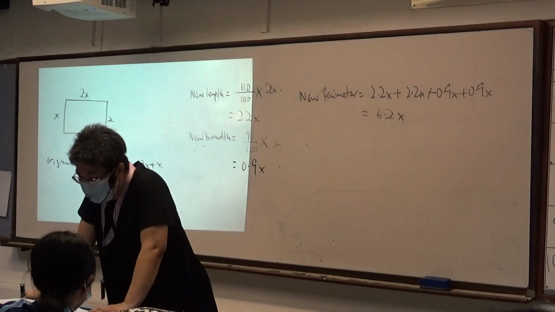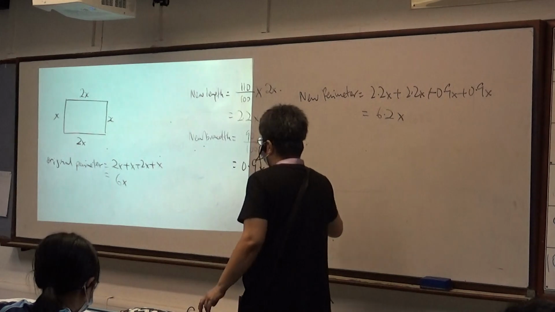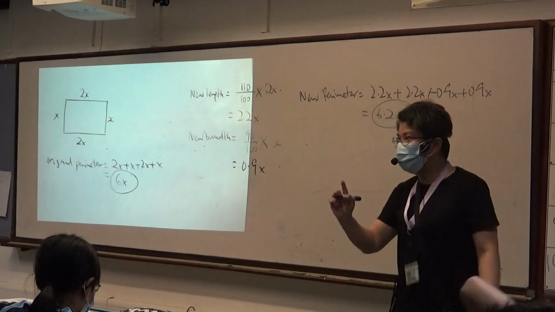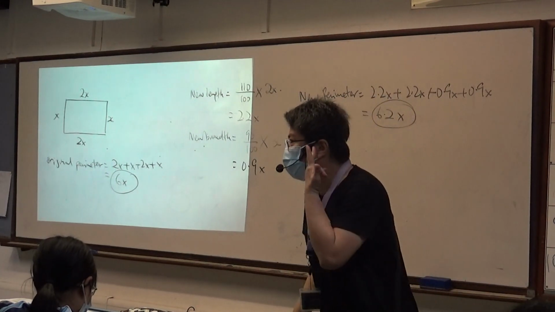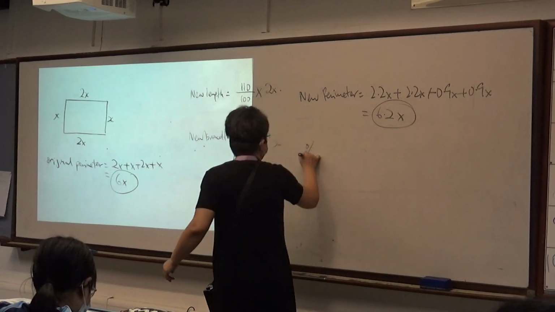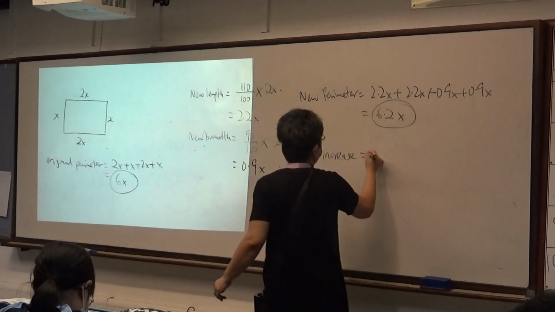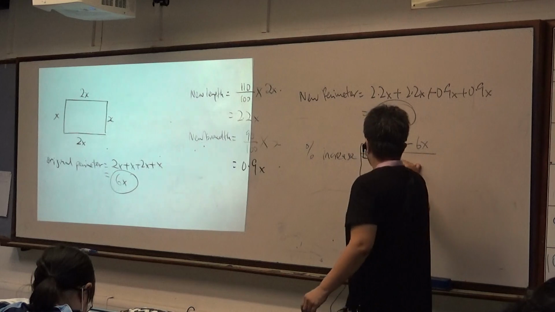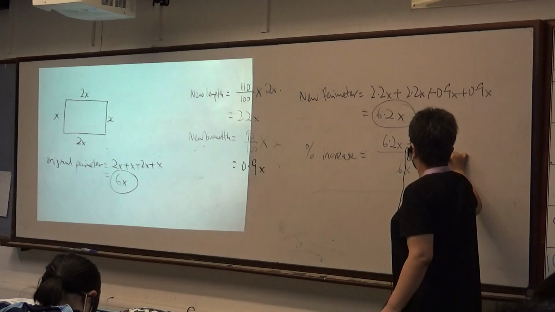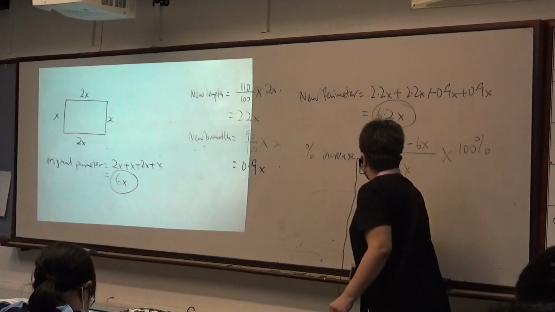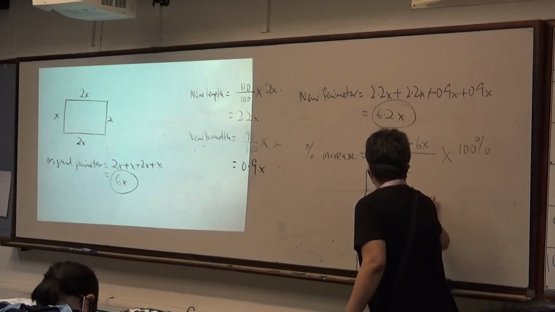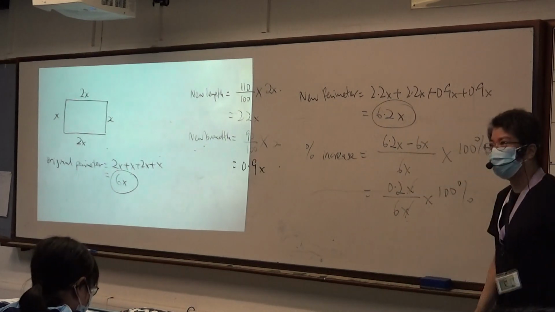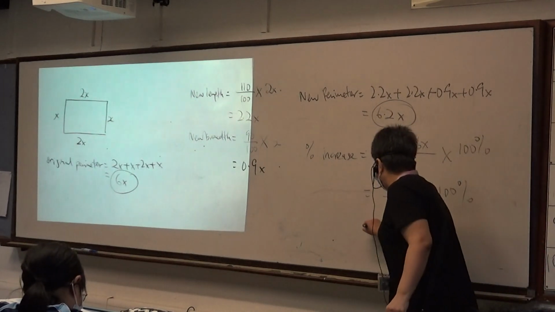Determine, if any, the percentage change in its parameter. Now, we compare. The original is 6x, the new is 6.2x. Do you think it's an increase or decrease? Increase. Okay, good. So, percentage increase will be 6.2x minus 6x over the original, 6x, times 100%. This will give me 0.2x over 6x times 100%. Agree, class? Do you agree this x and this x will cancel off, because they're the same?